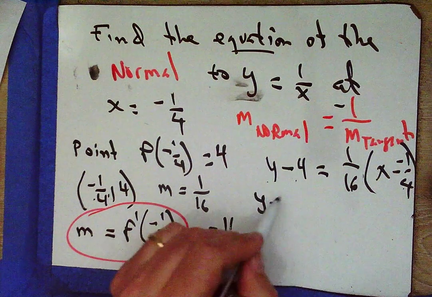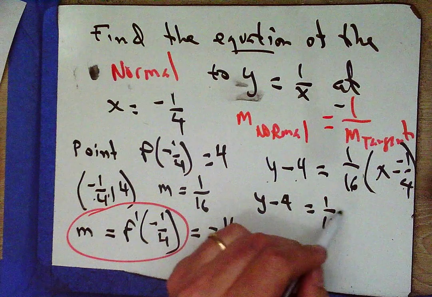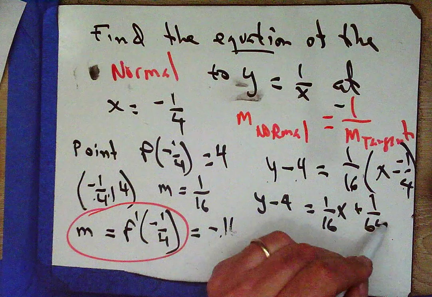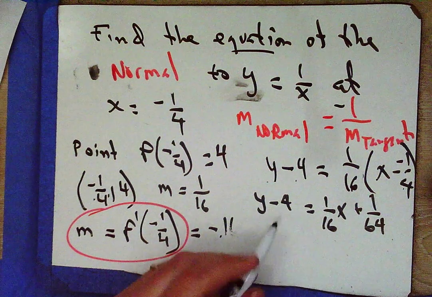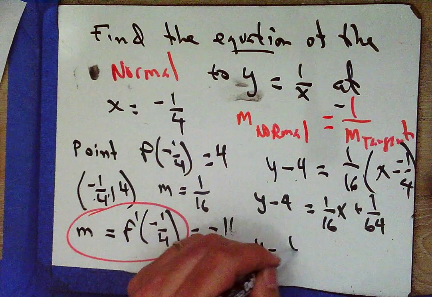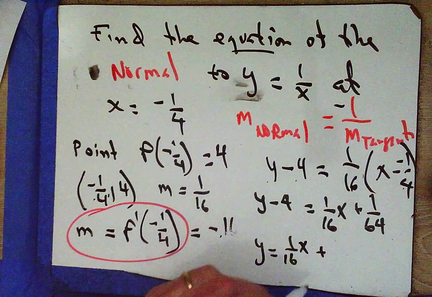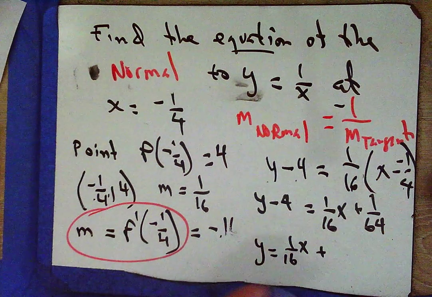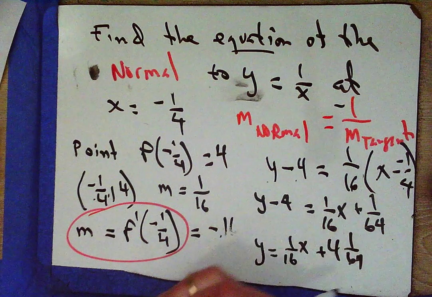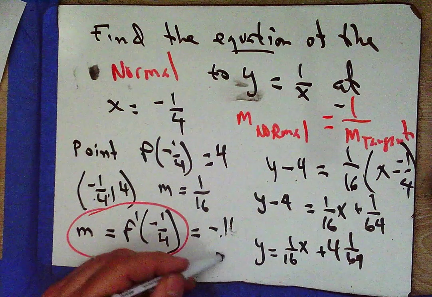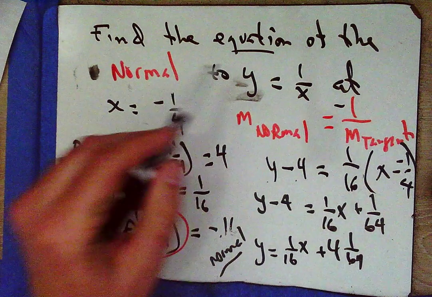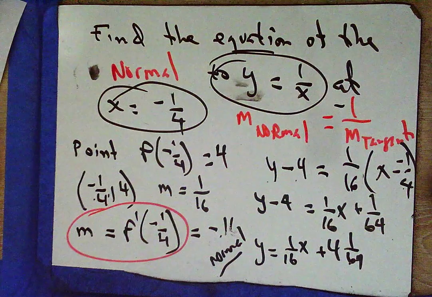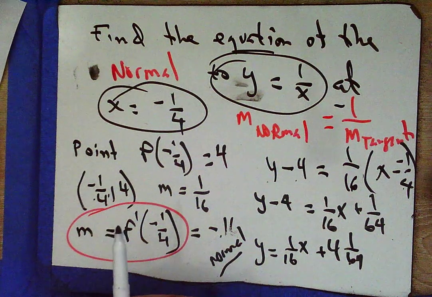And so y minus 4 equals 1/16 x plus 1 over 64. And then I could add 4 to both sides. Y equals 1/16 x plus, no, I'm adding 4, 4 and 1 over 64. That's the normal line. This is normal to this at this point. Okay, great. So what does that mean in my universe?